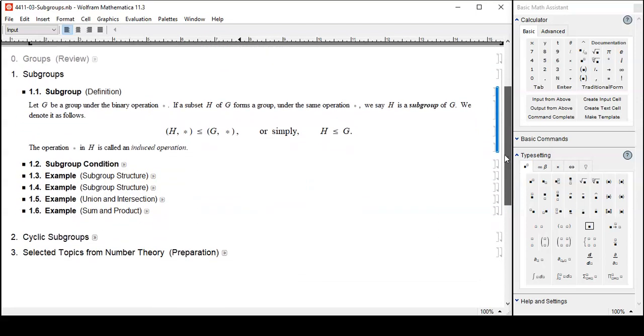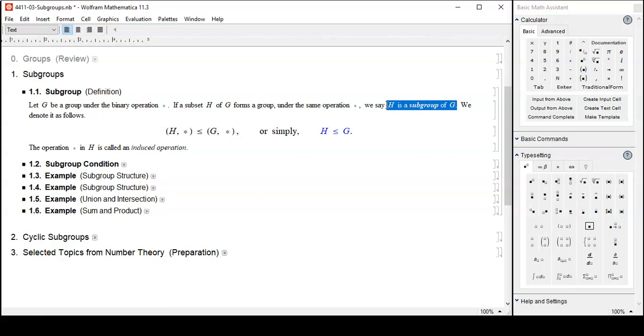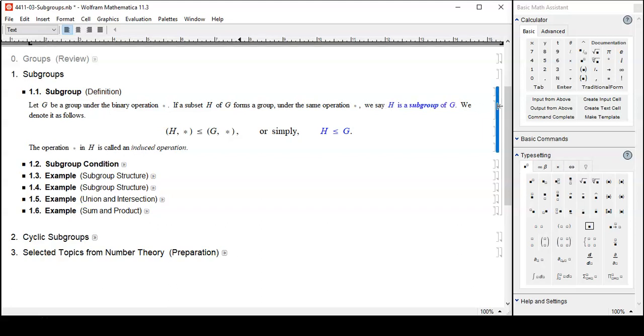and here's a definition, a subgroup. Let's begin. Let G be a group under the binary operation star. A subset H of G is called a subgroup if it is a group under the same binary operation. We write it like this, as if H is less than or equal to G, but of course we don't read it like that. We read it as H is a subgroup of G, as I just highlighted in blue.